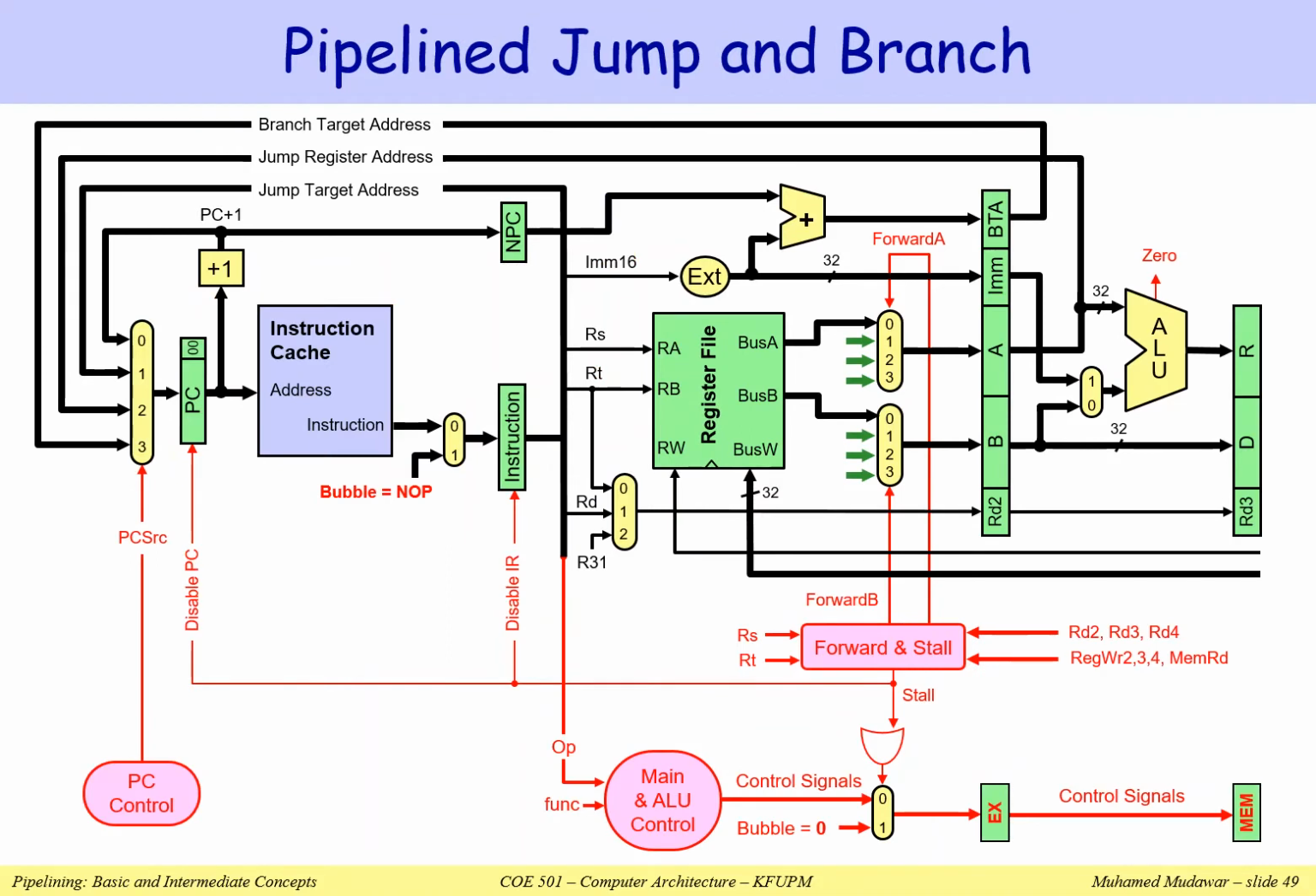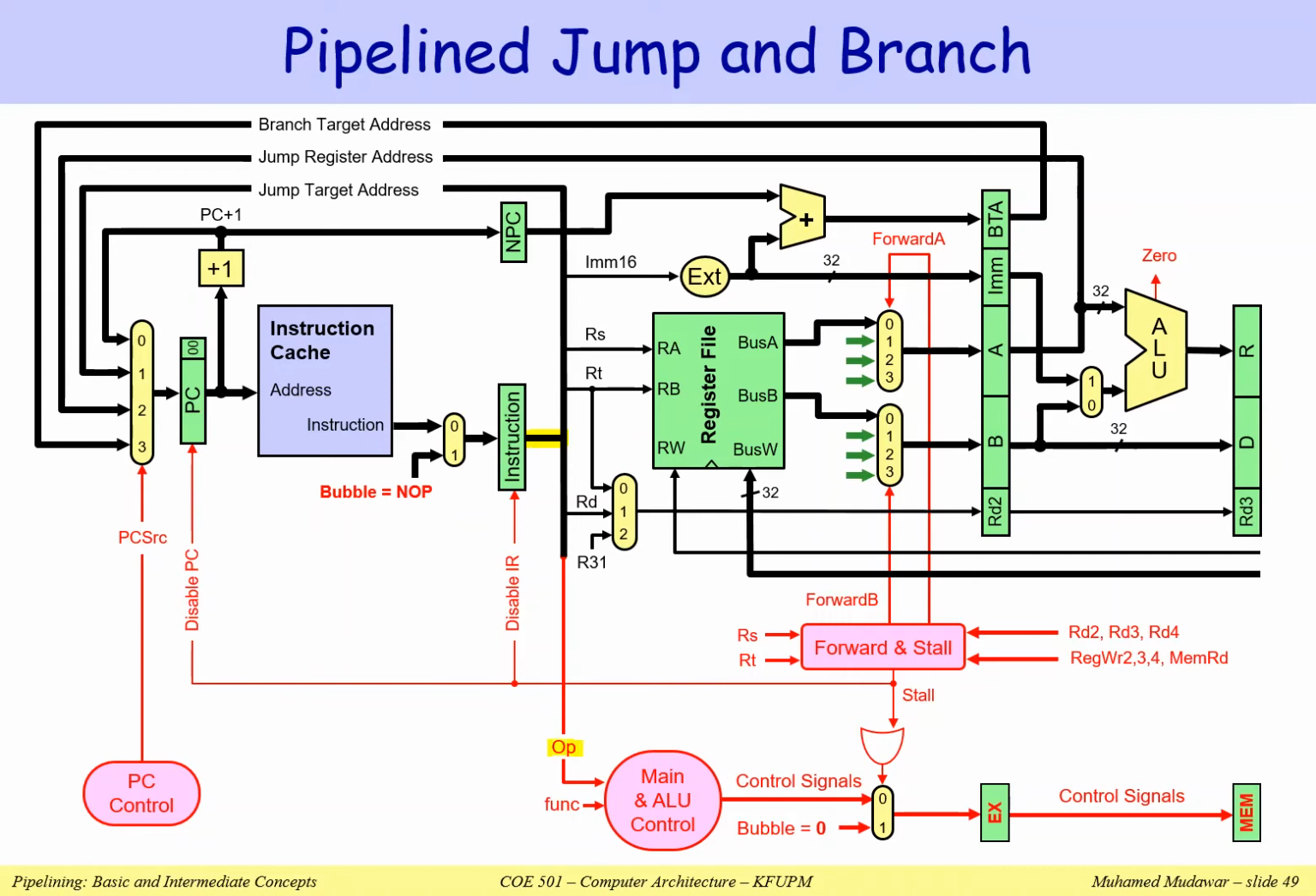Let us understand now how the jump and the branch instruction can be implemented in the pipeline. I'm going to focus on only 3 stages of the pipeline. The first stage has the instruction cache, the program counter, and the multiplexer at the input of the PC. First we are going to fetch the instruction from the instruction cache during the first stage. In the second stage, we have the instruction stored inside the instruction register.